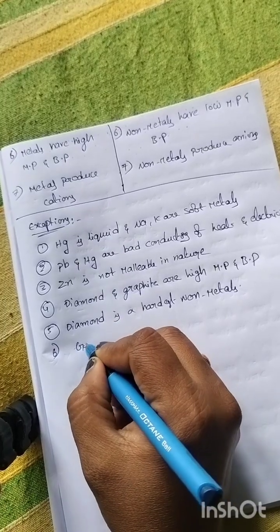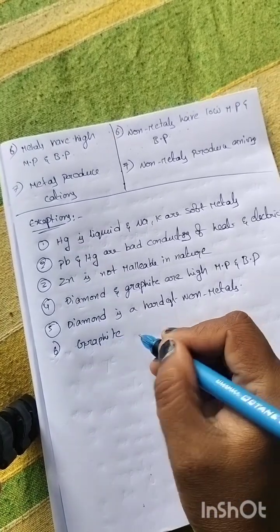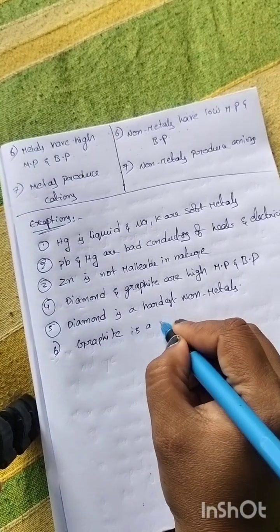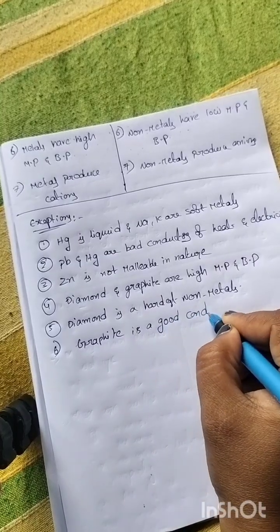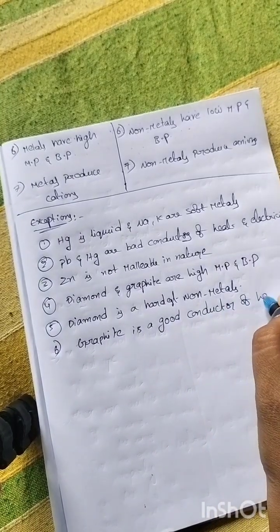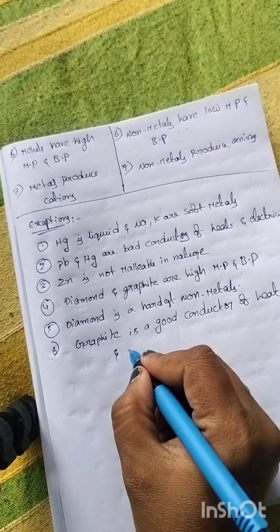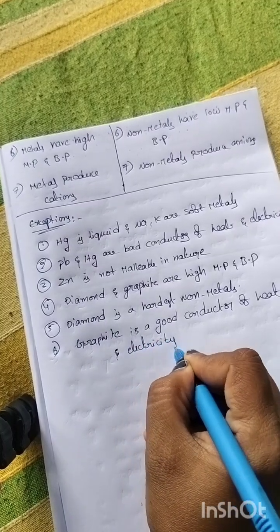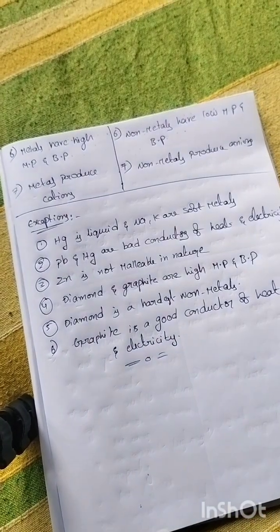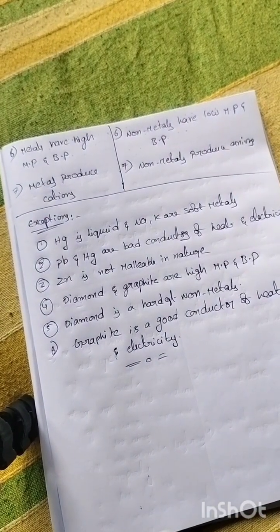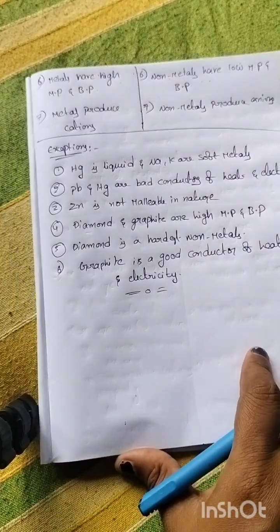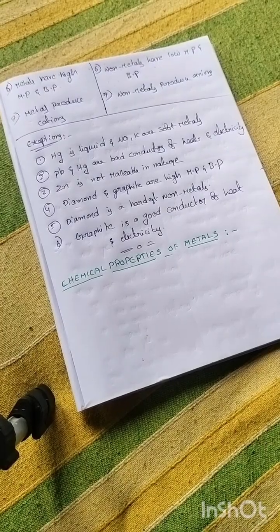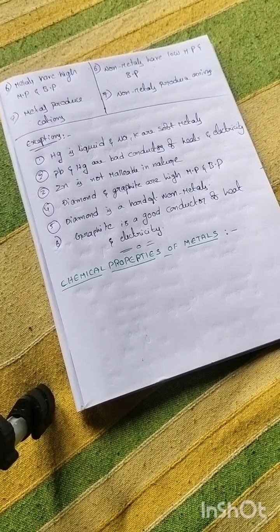Next, coming to the sixth point, graphite. Graphite is a non-metal, an allotrope of carbon. Non-metals are bad conductors of heat and electricity, but graphite is a good conductor of heat and electricity. So these are some exception cases of metals and non-metals. This is all about the physical properties of metals and non-metals.